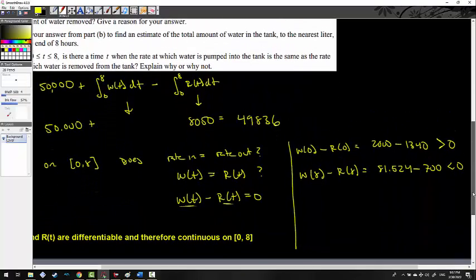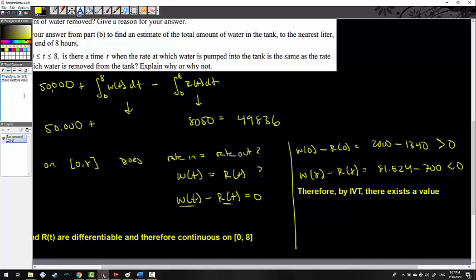I hope we are starting to see where this problem is going. And therefore, by IVT, there exists a value on the interval 0 to 8 where W of t minus R of t equals 0, and therefore W of t equals R of t when you add R of t to both sides.